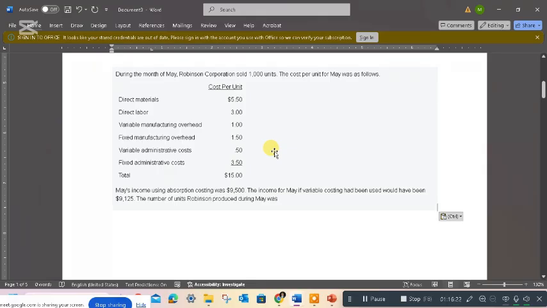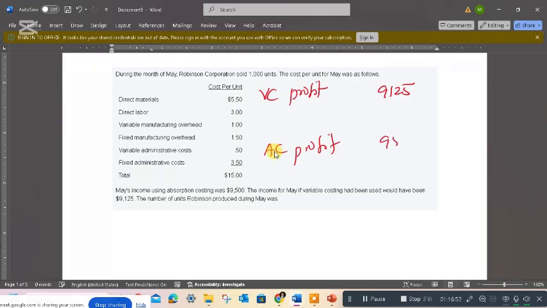During the month of May, Robinson Corporation sold 1000 units. The cost per unit for May was as follows. May's income using absorption costing was 9,500. The income for May, if variable costing had been used, would have been 9125. So this is about the reconciliation. Look here, variable costing profit 9125. Absorption costing profit 9,500.